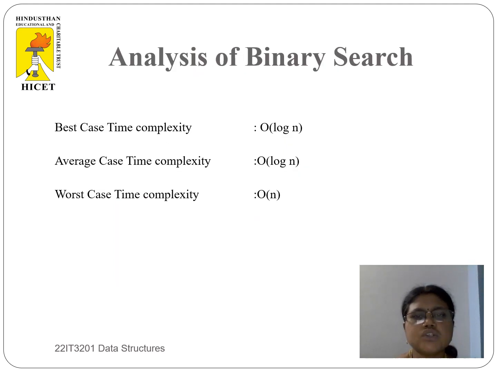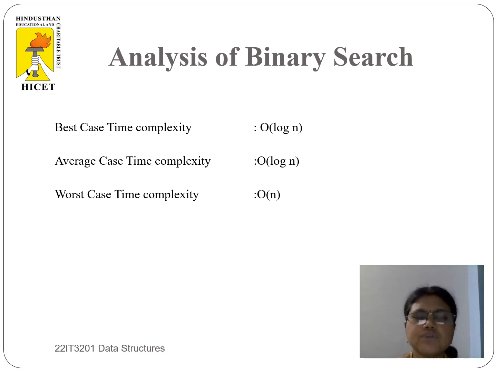Getting to the analysis of binary search. The worst case complexity is going to be order of n. It is because the element to be found may require so many number of searches to be found over there. The best case and average case time complexity is going to be order of log n.